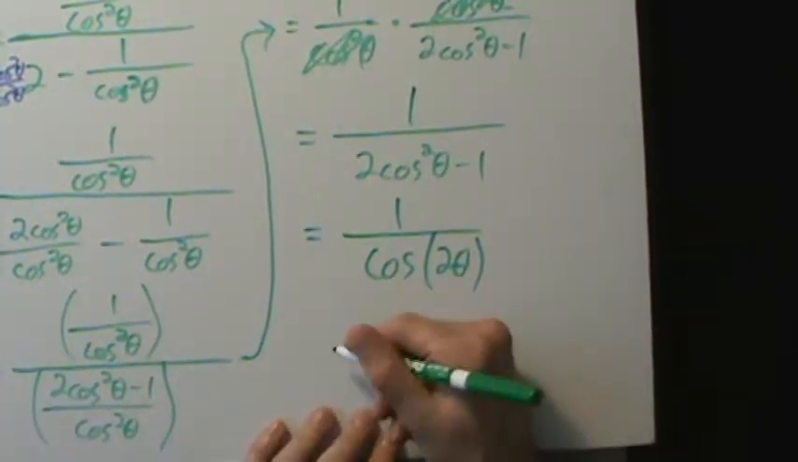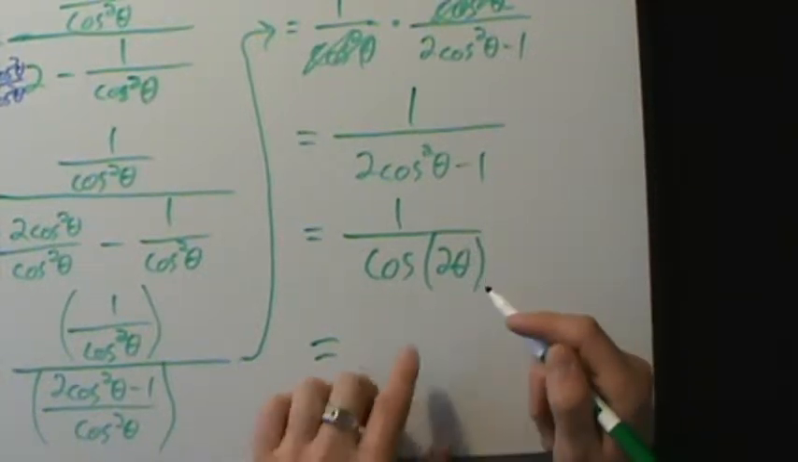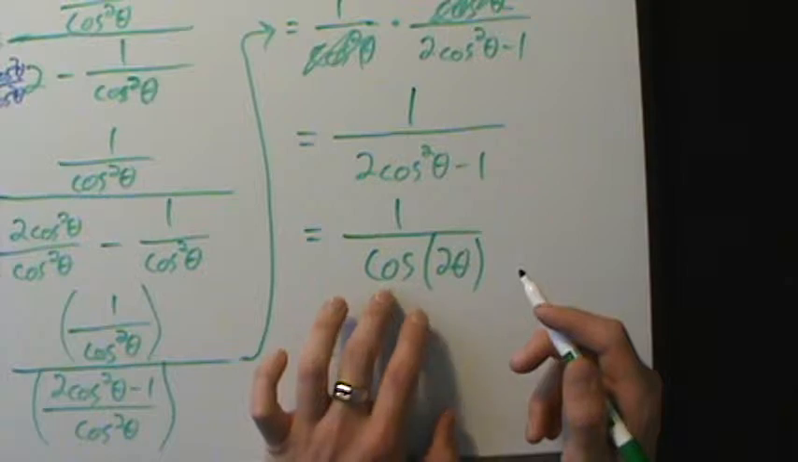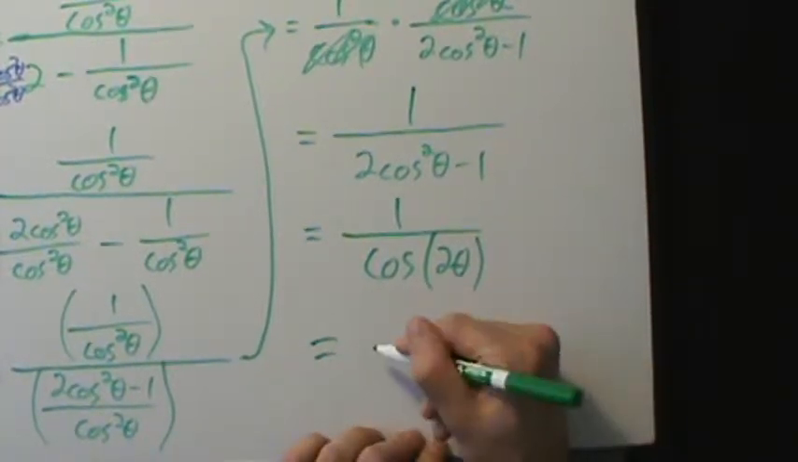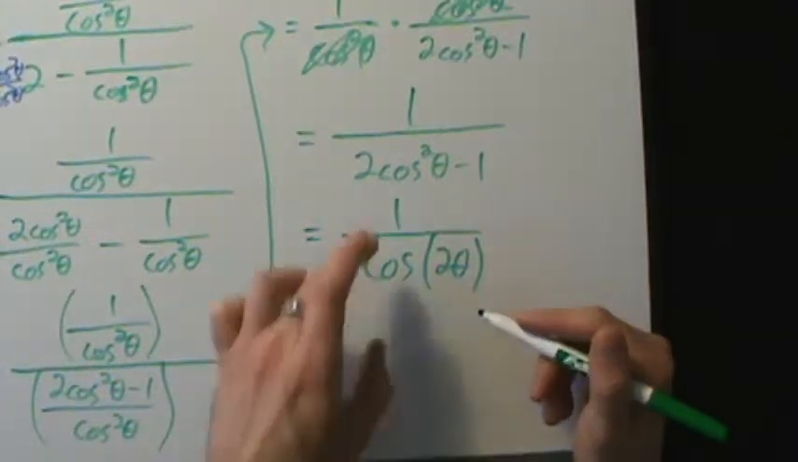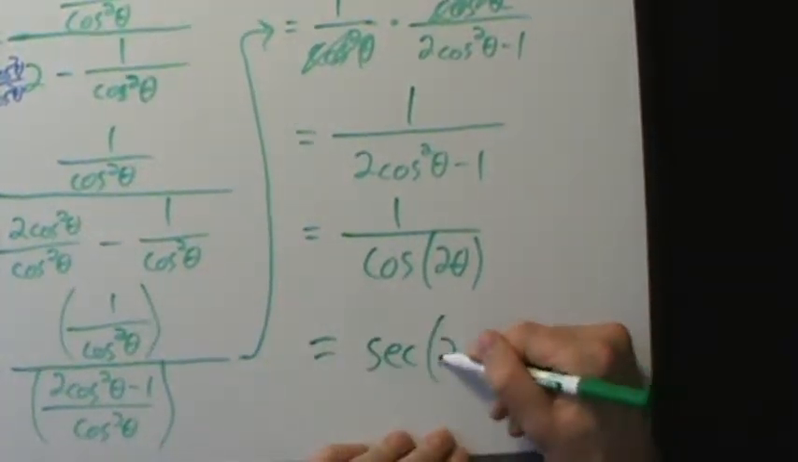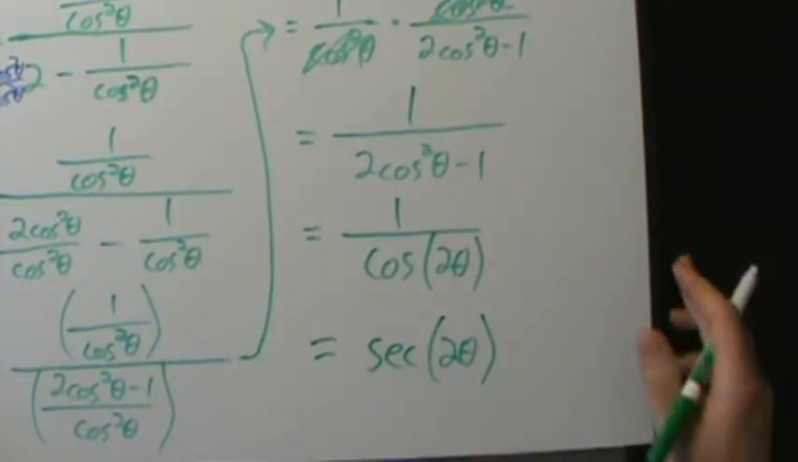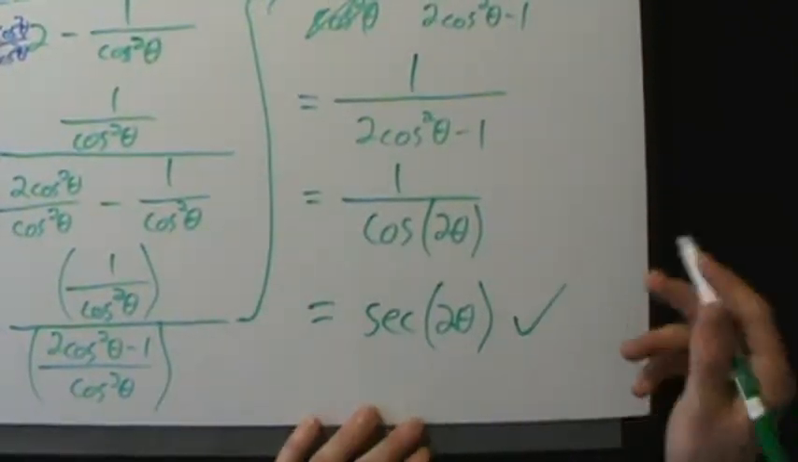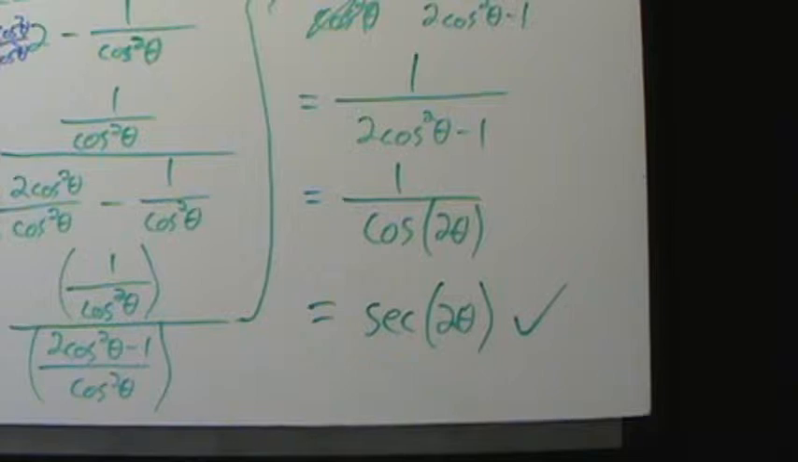Remember, cosine and secant, they are reciprocals. So remember we said earlier we're going to have to go through the double angle for cosine, and that's exactly what's happening right now. So secant is the reciprocal of cosine, so 1 over cosine of 2 theta is secant of 2 theta. And that's exactly what we wanted. So that's it.